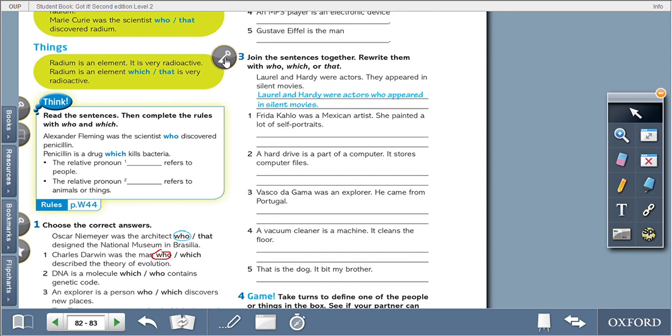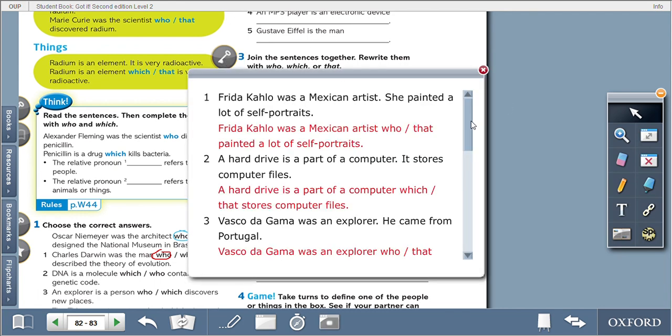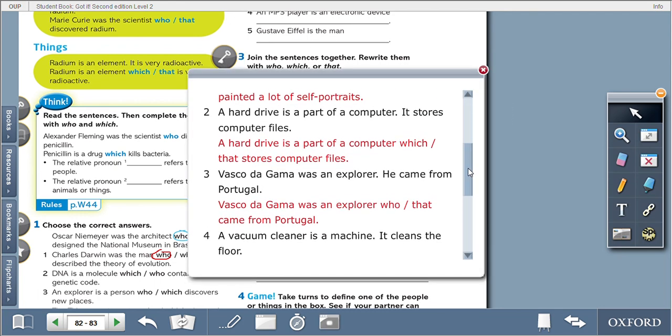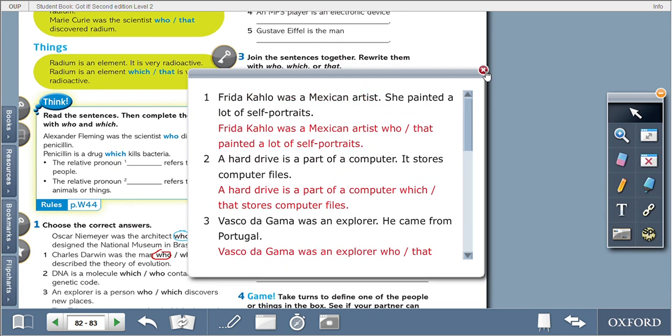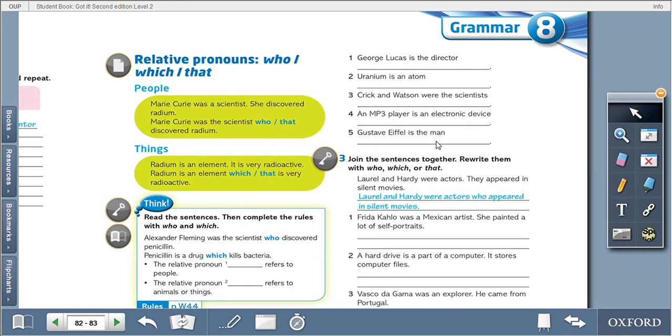So here you have the answers. So don't forget and please remember. People, who or that, things, which or that. Pero siempre darle preferencia a who y a which. El that es nuestra carta comodín.